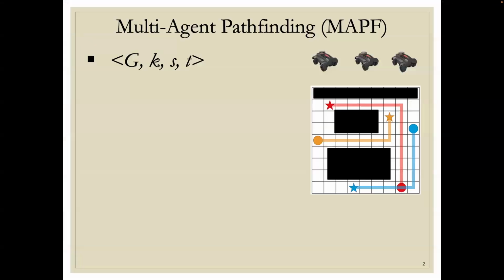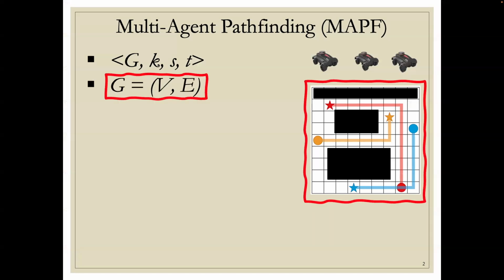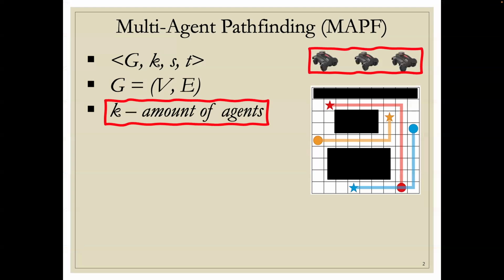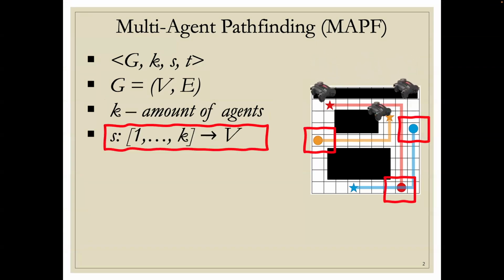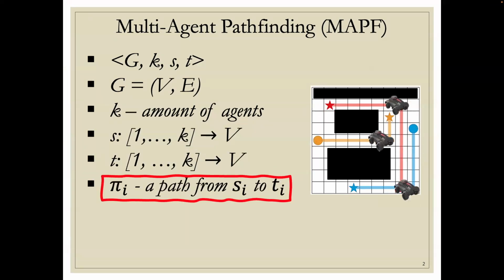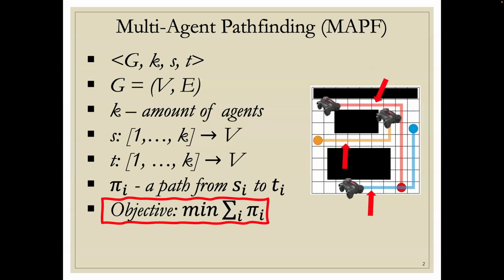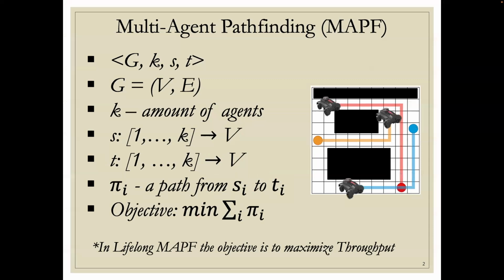First, let's briefly introduce the problem that we're working on. Multi-agent pathfinding has a graph of vertices and edges, and some predefined number of agents. We have start locations, goal locations, and paths, that is, a set of vertices from start to goal. The objective is to minimize the sum of all paths of agents. An important variant of the MAPF problem is so-called lifelong MAPF, where new targets are generated upon agents arriving at existing targets. In LMAPF, we want to maximize the throughput, that is, the number of visited targets by all agents.